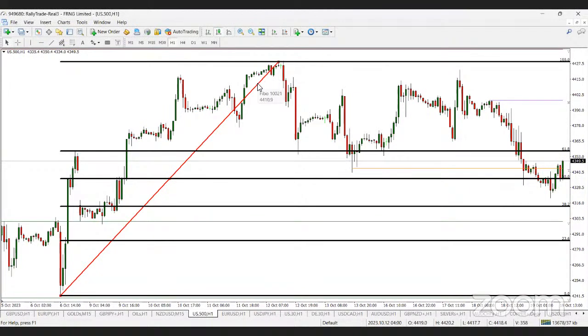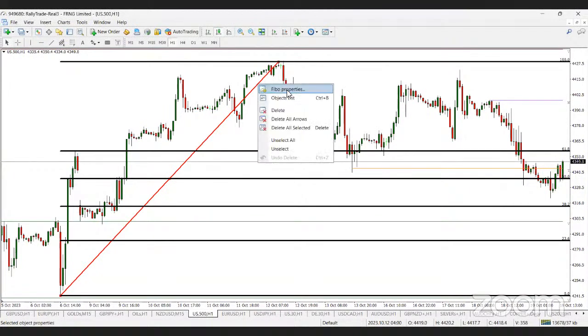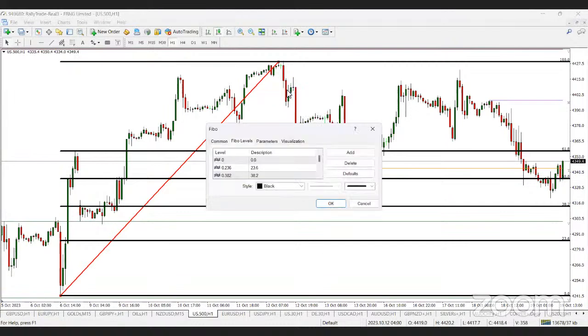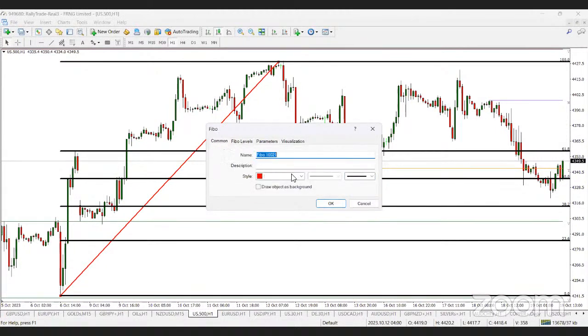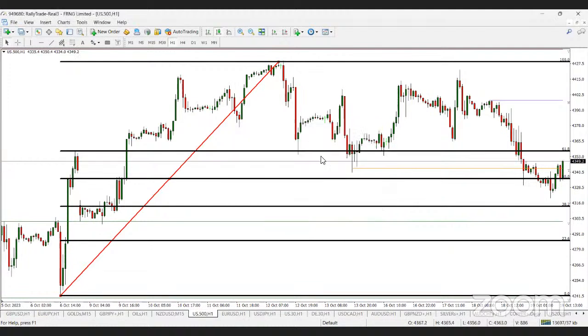So once I right click, I can go to Fibo properties. And at Fibo properties, I can check colors. Apart from that, I can check the thickness of the line. I can change the thickness of the line. You understand? If I go to common, I can also change the color and the thickness of the line. So maybe that's what you need to do to change the thickness of those lines. You can do that even on your phone.